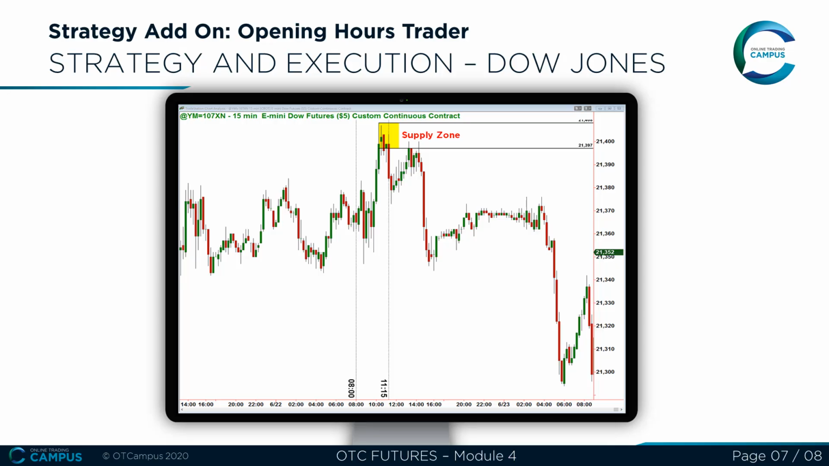Another one, Dow Jones, another supply zone. Again, we would plan that out ahead of time. This one happens to be a rally-based drop that formed right about 11:15 a.m. You see, this supply zone was formed a little bit after 11 a.m. So according to our rules, we would need to dismiss it.